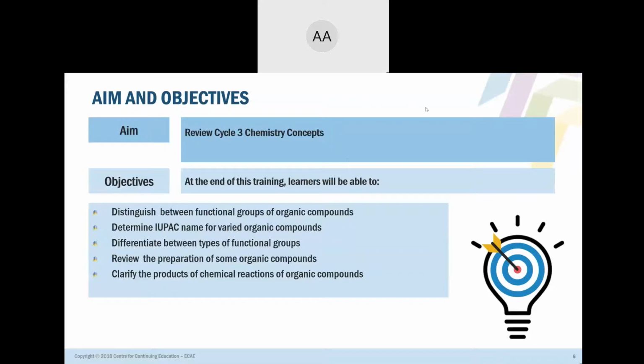So the aim of today's training is to review the Cycle 3 chemistry concepts that you teach in your curricula. At the end of this training, all learners will be able to distinguish between functional groups of organic compounds, determine the IUPAC names for various organic compounds, differentiate between types of functional groups, review the preparation of some organic compounds, and clarify the products of chemical reactions of organic compounds.